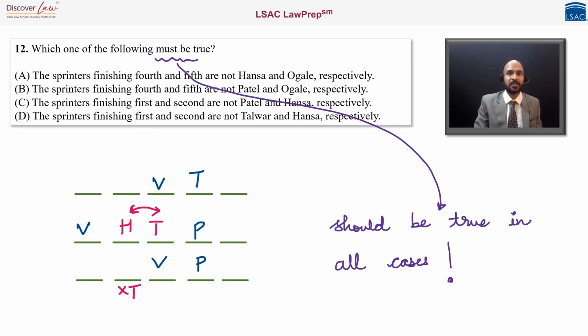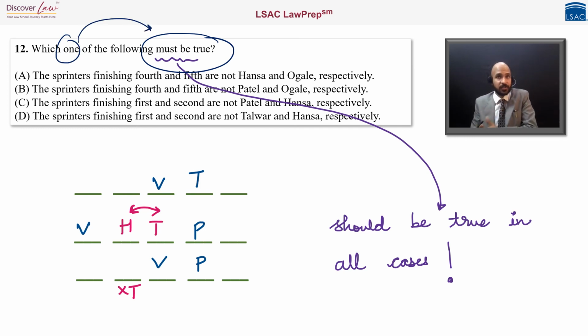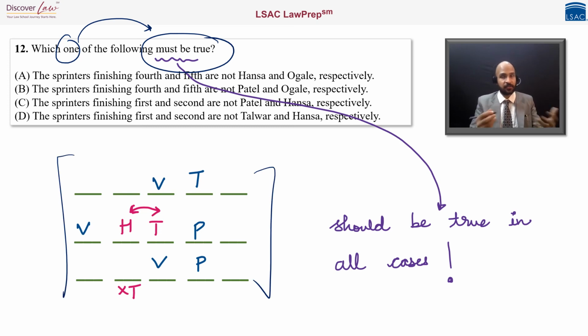Alright, question number 12. Try solving this by your own self. Just a little while back we saw the meaning of must be true. So when you know that one of them must be true, it means that the other 3 could be false. So we're looking for the one option that is true in all 3 cases. Try solving this by your own self and then we'll go ahead with the solution together.